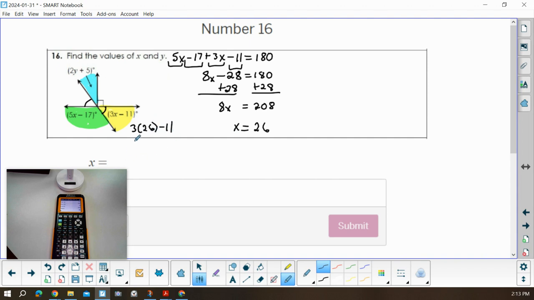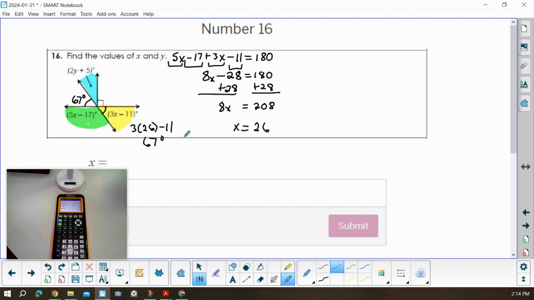Now you may be thinking, you did something different last time, Mr. Harmless. You set it up with all the algebra stuff, and then you put the number in. Well, I'm going to do it this way this time. It doesn't matter. 3 times 26 minus 11, and we get 67. So this actual angle right here is 67 degrees, which means this one right here is 67 degrees.